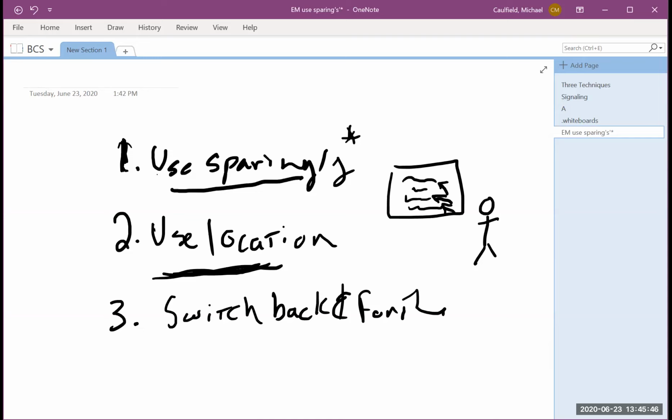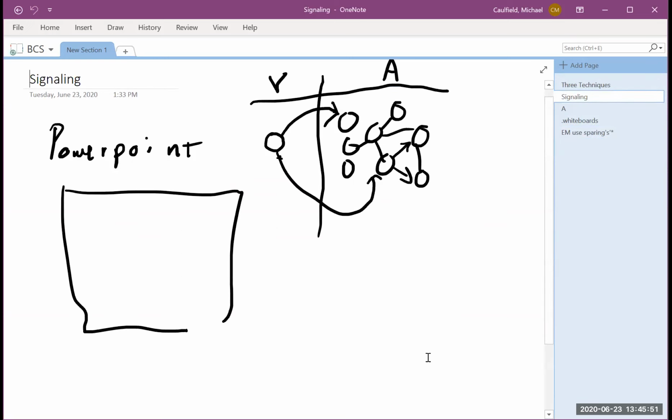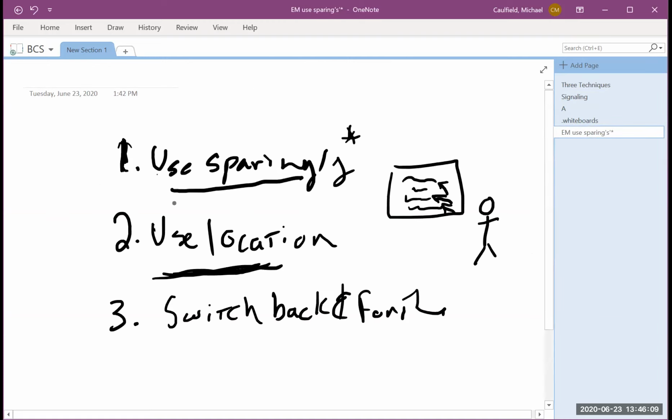So that's signaling, right? Again, we're usually using the visual channel to help the students organize the audio channel, though it can work the other way too. And we're doing that in a really intentional way: by using it sparingly, not making the map the territory, using location, being really clear where we are in the text. And occasionally we're humanizing it by switching back and forth.